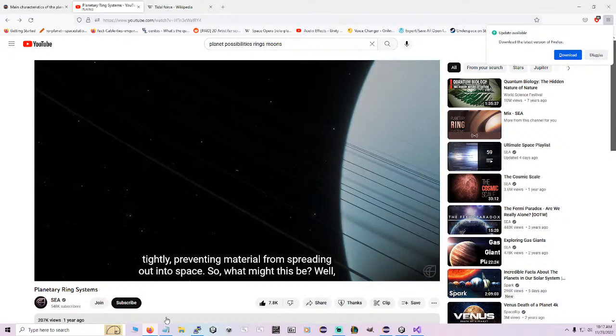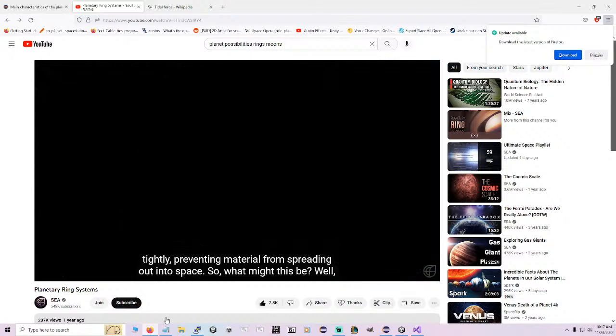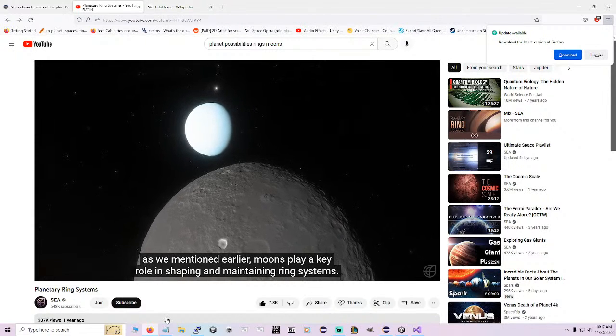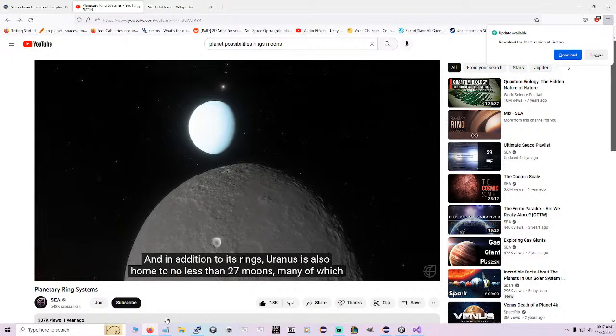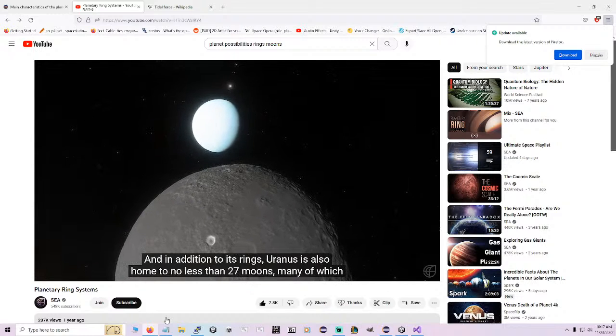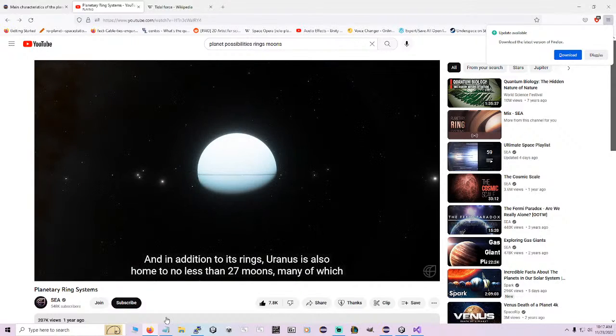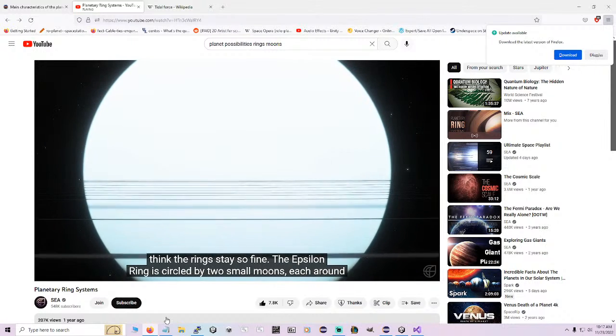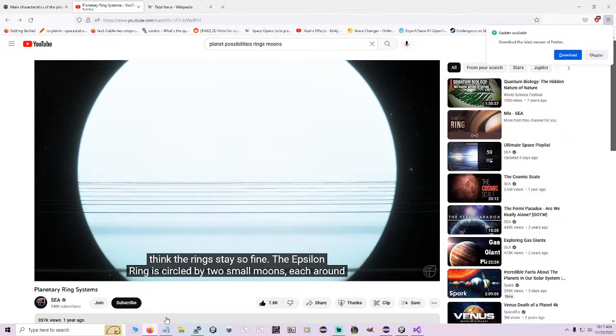So what might be causing this? Well, as we mentioned earlier, moons play a key role in shaping and maintaining order in planetary ring systems. In addition to its rings, Uranus is also home to no less than 27 small moons, many of which orbit within the ring system and exert tidal forces. And this is how your rings stay so fine.